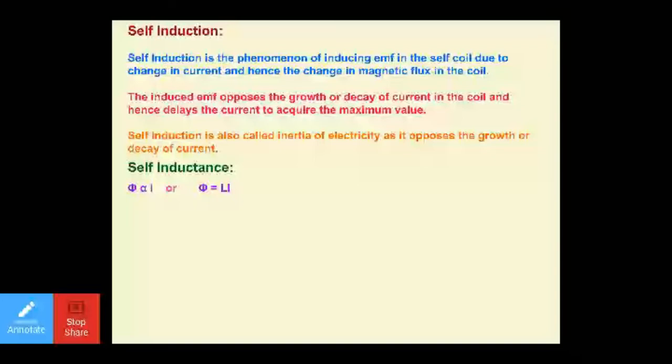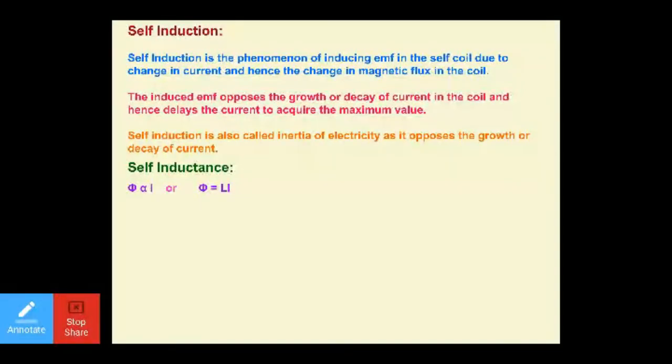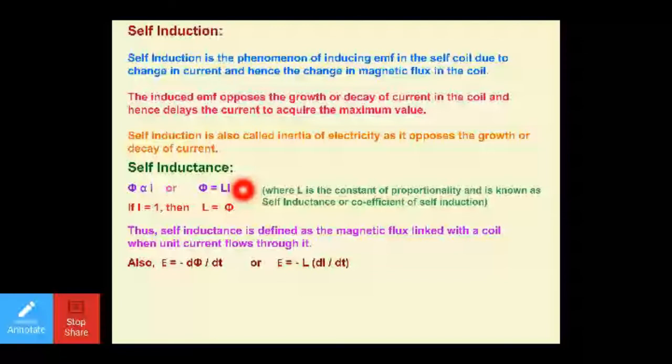Let's talk about it. What is self-inductance? Phi is directly proportional to I. It means the flux changing in the coil depends upon the current which is flowing across it. Or you can write here phi is equal to Li. What is L? L is the constant of proportionality, which is known as self-inductance or the coefficient of self-induction. If I is equal to 1, if the current flowing is 1, then L is equal to phi. It means the coefficient of self-induction is numerically equal to the flux if the current flowing in the coil is unity, or 1. So this is how we can define it.